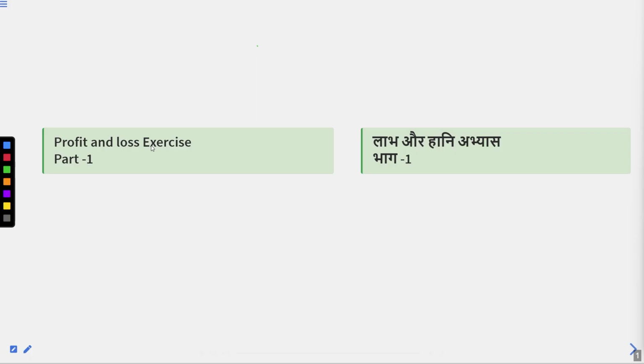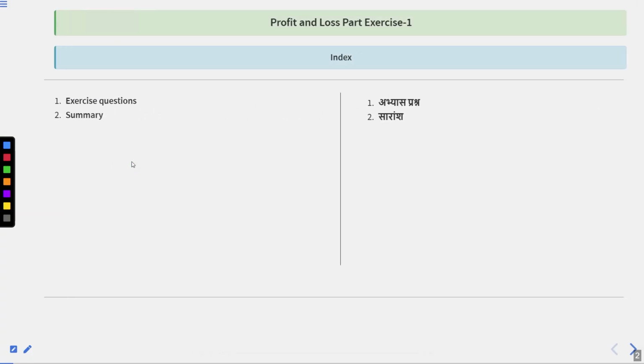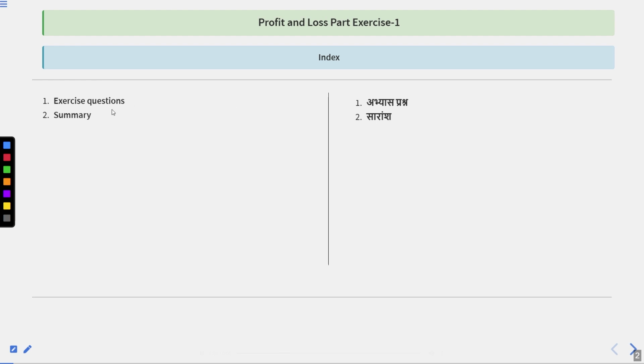Hello student, in today's class we will discuss the profit and loss exercise, part 1. First we see the index, then we see some questions, our exercise, and then summarize today's lecture.